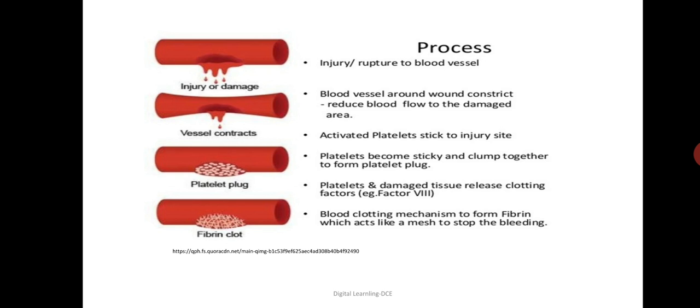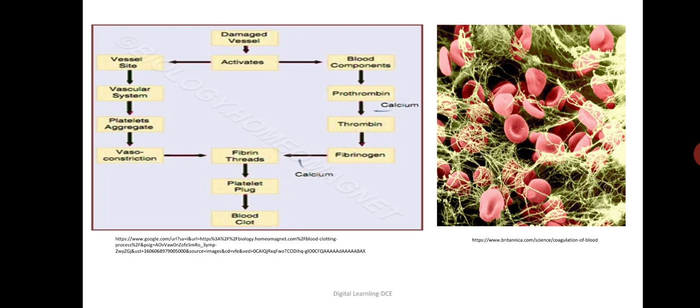These platelets and damaged tissue release clotting factors, for example, clotting factor 8. The blood clotting mechanism forms fibrin, which acts like a mesh to stop the bleeding. Here, this picture demonstrates that the damaged blood vessel activates the cut surface of the blood vessel itself, oozes out the active thromboplastin near the vessel site and vascular system. Platelets aggregate and cause vasoconstriction. Along with these, the coagulation factors help each other to be stimulated to bring about this vasoconstriction.